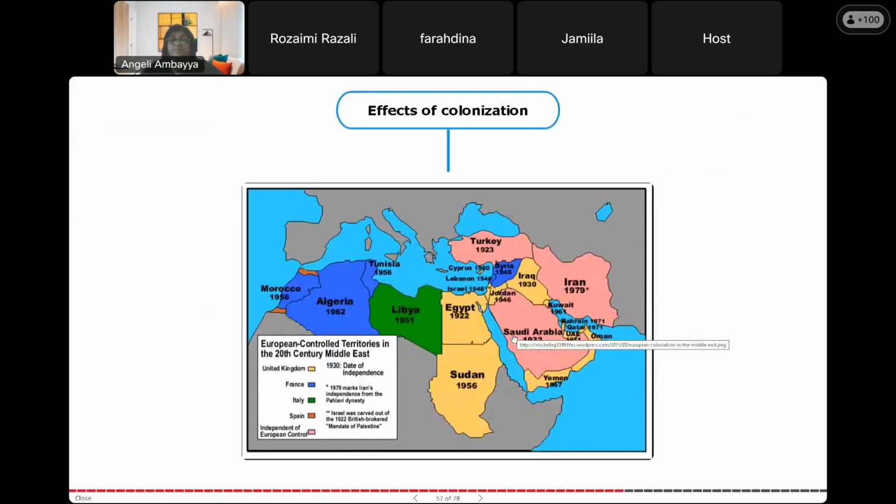And the last reason why we would like to study the genetic admixture of Arabs is because of the effects of colonization. The majority of Arab, Middle Eastern and Northern African countries, or what we call MENA, one time or another, were colonized by European powers. They were colonized for hundreds of years. So there must be some kind of genetic admixture between the colonizer and the colonized people.